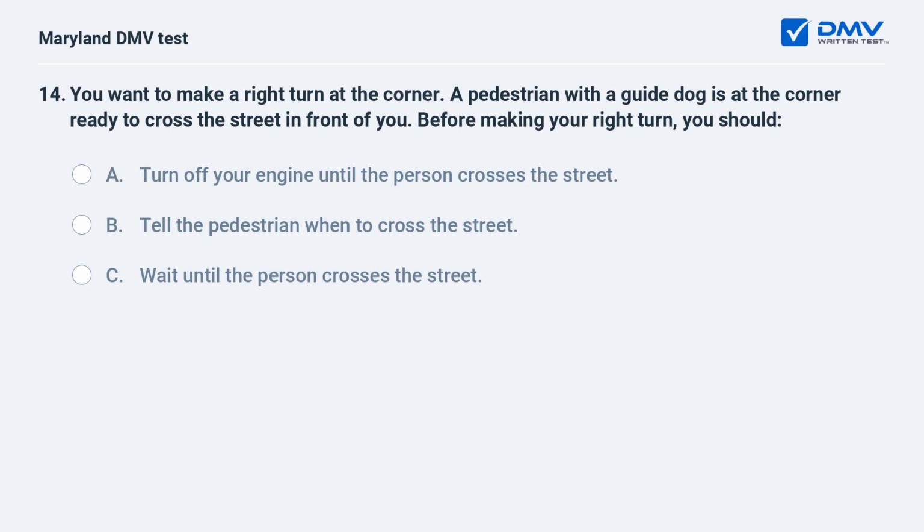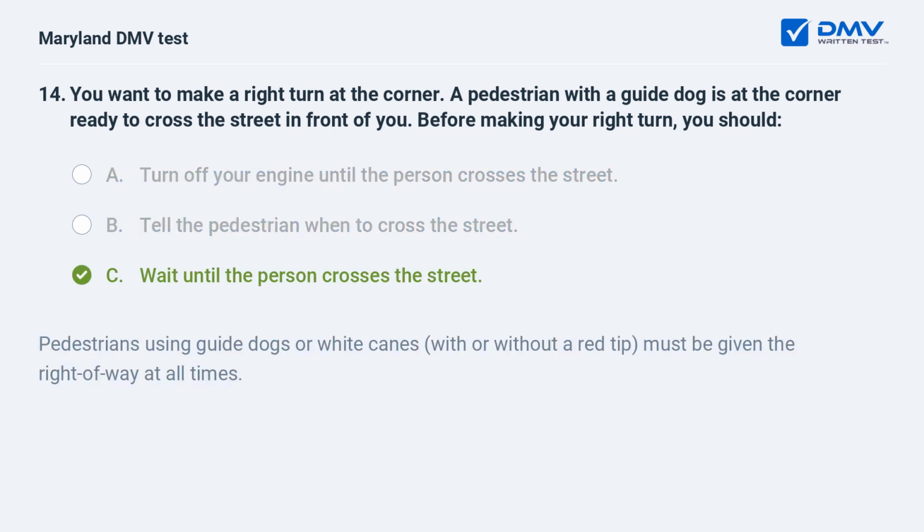You want to make a right turn at the corner. A pedestrian with a guide dog is at the corner ready to cross the street in front of you. Before making your right turn, you should A. Turn off your engine until the person crosses the street. B. Tell the pedestrian when to cross the street. C. Wait until the person crosses the street. C. Wait until the person crosses the street.